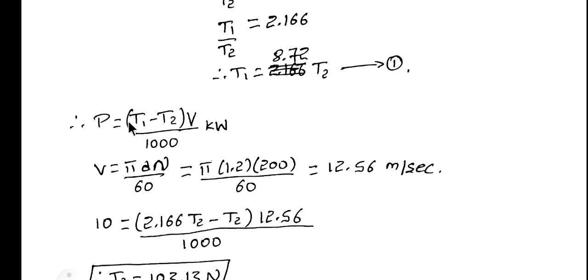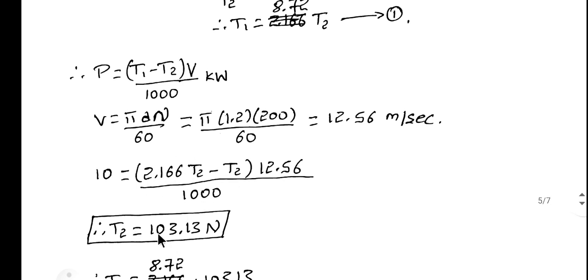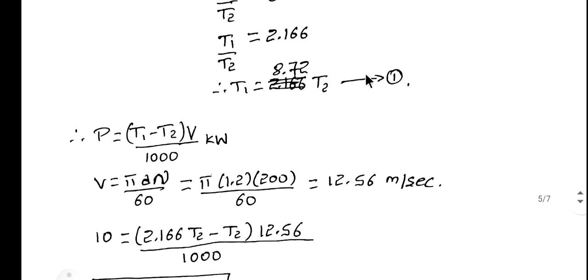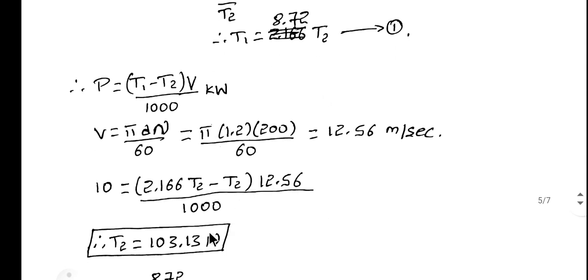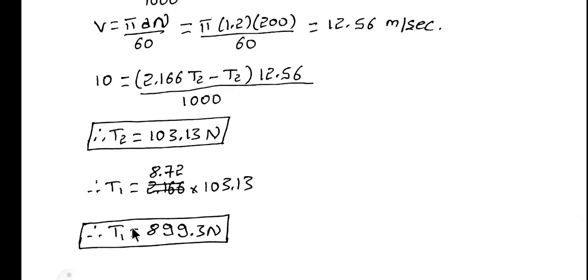I have substituted the value of T1. It is 8.72 into T2 minus T2, into V value 12.56 divided by 1000. In this, you can take T2 common. After solving this equation, you will get the value as 103.13 Newton. And from equation 1, we know the value of T1. It is 8.72 into T2. Now you have calculated the value of T2. Substitute that in equation 1. You will get the value of T1. Therefore, T1 is 899.3 Newton.